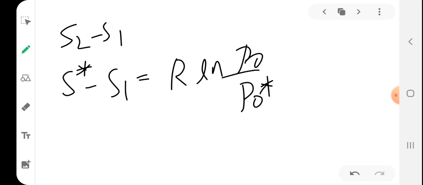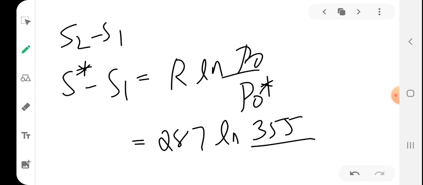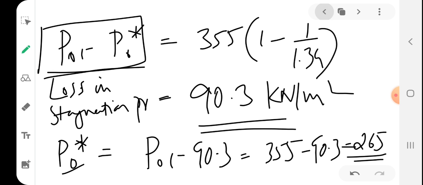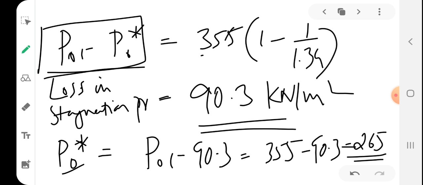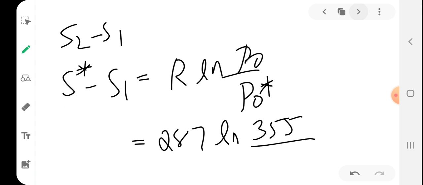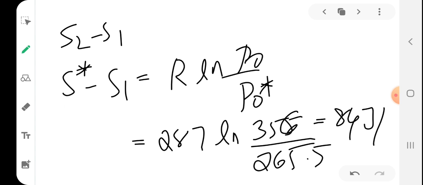You should know the equation of entropy. R is 287, natural log of P0 by P0 star, that is 356 by 265.5, and this value will be 84 joule per kilogram Kelvin. So this is how you find S star minus S1.